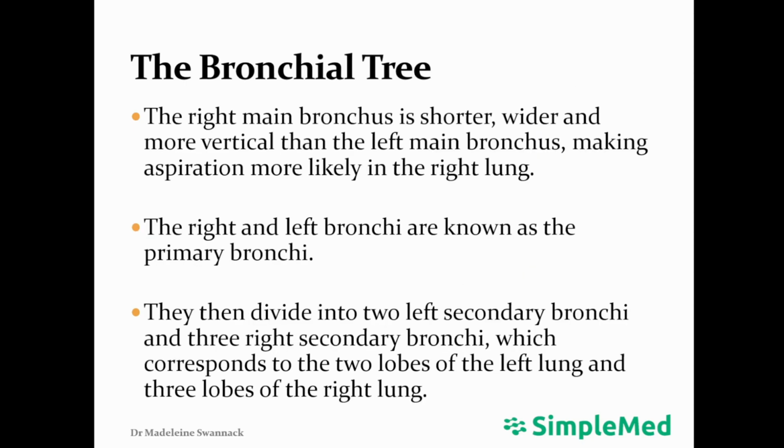The right main bronchus is shorter, wider, and more vertical in comparison to the left main bronchus, meaning inhaled objects are more likely to lodge in the right main bronchus. The right and left bronchi are known as the primary bronchi, and these divide into lobar or secondary bronchi. There are 3 right lobar bronchi and 2 left lobar bronchi, relating to the number of lobes in each lung.